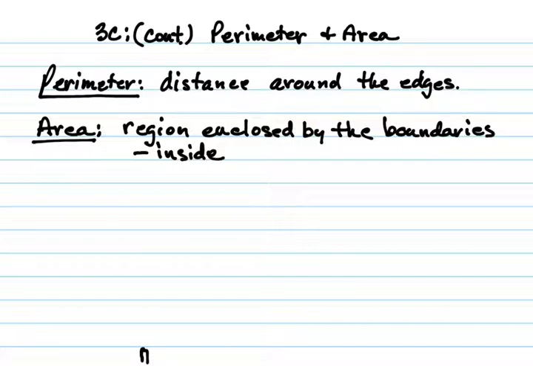And with perimeter, when you're talking about measuring with perimeter, you're just using basic units of length. But when you're measuring area, you're measuring in square units because you have length and width. So you're going to have square units.